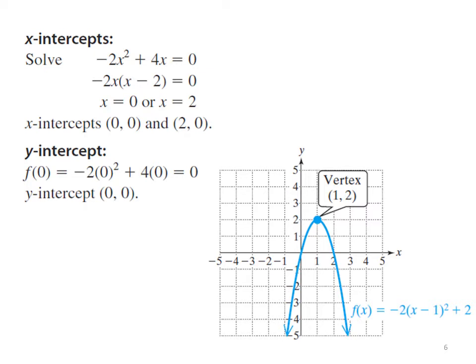And you can see from the graph that these are the 2 points where the graph intersects the x-axis. These are the x-intercepts. The y-intercept is just f(0), which is equal to 0. So the y-intercept is (0, 0). Notice that the same point, (0, 0), is a y-intercept and also an x-intercept. That is because this is where the x-axis and y-axis intersect, and the graph of the parabola passes through that point.